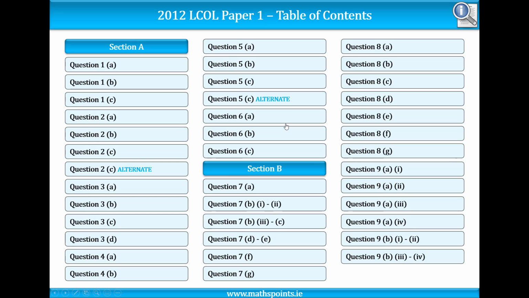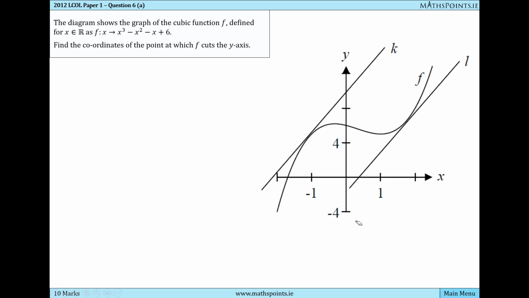So let's have a look at a functions and graphs question with differentiation from the Leaving Cert Ordinary Level 2012 paper 1. So it's question 6. The diagram shows the graph for cubic function f defined for x as a real number as f of x is equal to x cubed minus x squared minus x plus 6. And we're asked to find the coordinates of the point at which f cuts the y-axis.